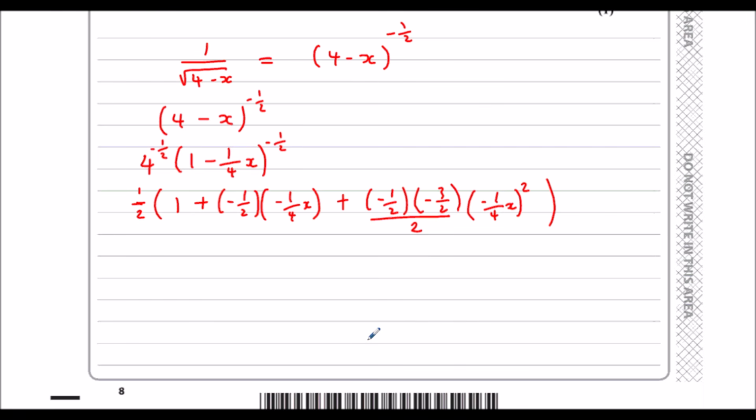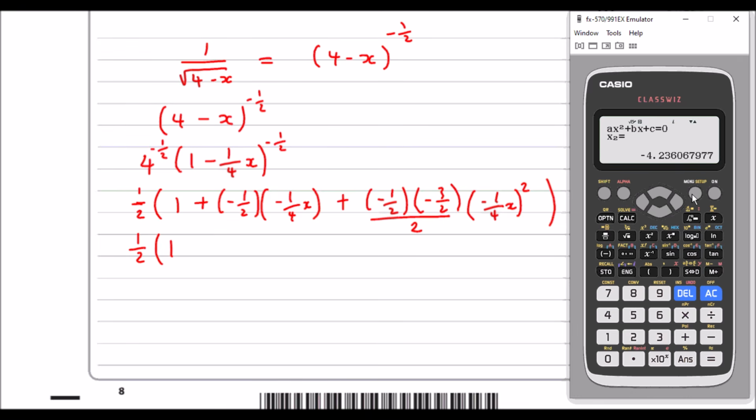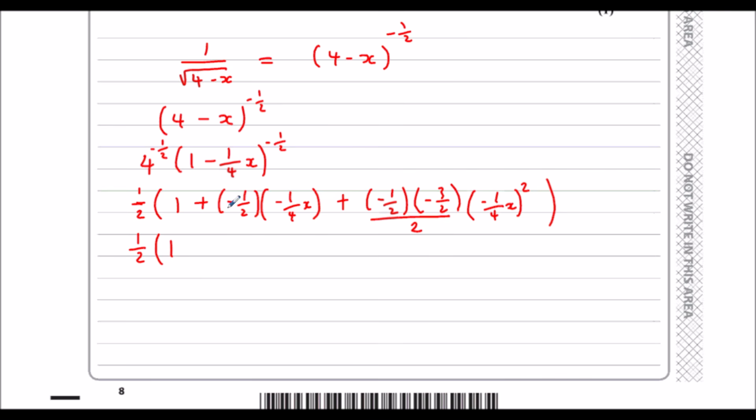I'm going to use the calculator just because that will be easier for us. So we're going to have a half, and 1 is the first term. Then for the second term, we have minus a half times minus a quarter. And that's 1/8. So a negative times a negative is a positive, and it's x, 1/8 x.